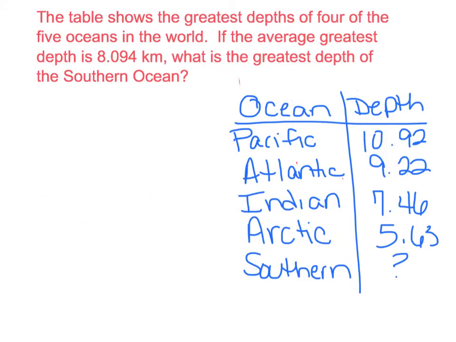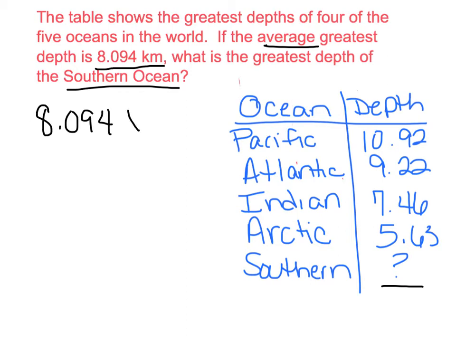Okay, this table shows the greatest depths of 4 of the 5 oceans in the world. If the average greatest depth is 8.094 kilometers, okay, that's the average or the mean, what is the greatest depth of the Southern Ocean? You can see that's what's missing. Here's where you're going to need to do like we did with the cell phone minutes, okay? You know that the average is 8.094. You know that there are 5 oceans. So if we do 8.094 times 5, that gives us our total depth.